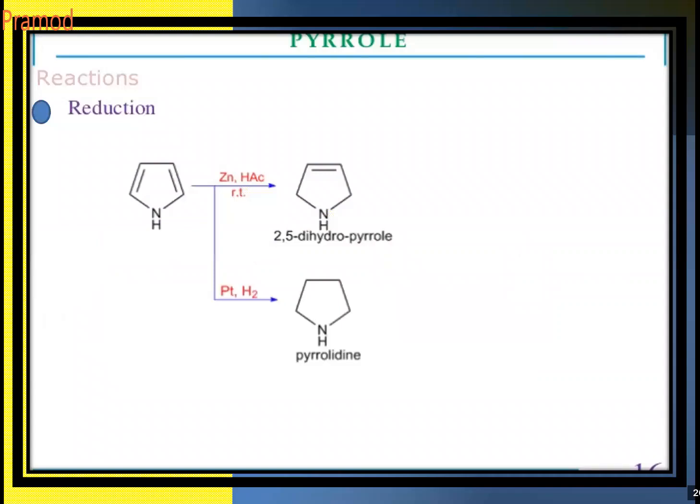Reduction. So what is the product of reduction? If you treat it with zinc and acetic acid at room temperature, you get 2,5-dihydropyrrole. Means there is a shifting of the double bond. There is a saturation at the 2nd and 5th positions. When you treat it with palladium at high temperature, you get fully saturated pyrrolidine. Full saturation takes place when you treat it with platinum and hydrogen. With zinc and acetic acid, you get 2,5-dihydropyrrole. So these are the reduced products.